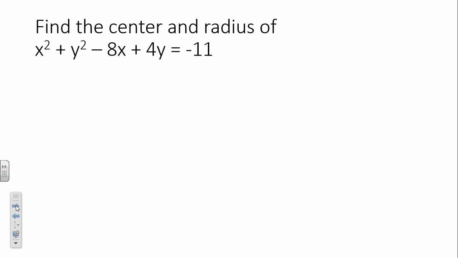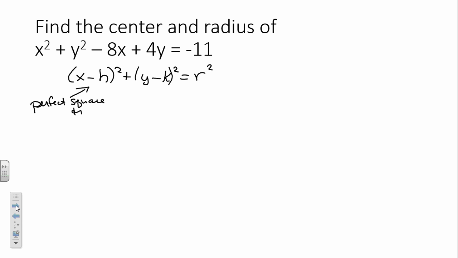Absolutely. We want to get it into an x minus something squared plus a y minus something squared equals r squared. So we need a perfect square trinomial here, and we also need a perfect square trinomial there. So we're going to have to add some numbers to make that happen. Make sense? What is that called?